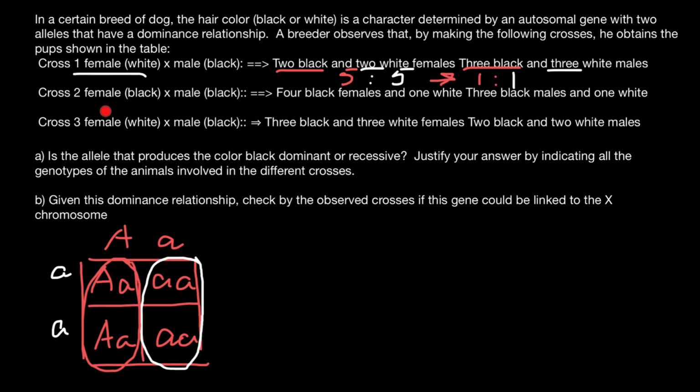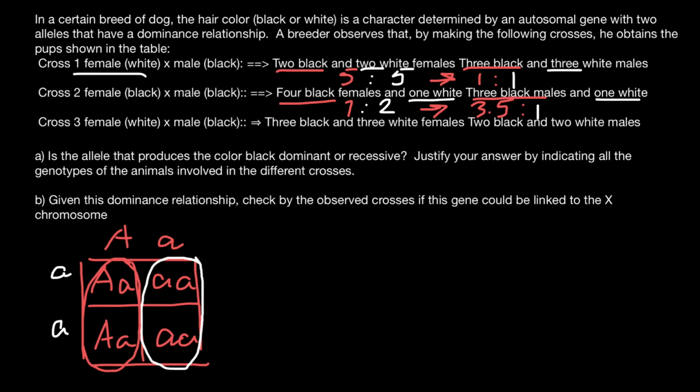Now let's take a look at cross number 2. We have a female who is black and a male who is also black. And what did we get in the progeny? 4 black females, so let me underline black, 4 black females and 3 black males would give us 7. And we also have 1 white female and 1 white male, which gives us 2. So we have here a ratio of 7 to 2, which we can also call a ratio close to 3.5 to 1.